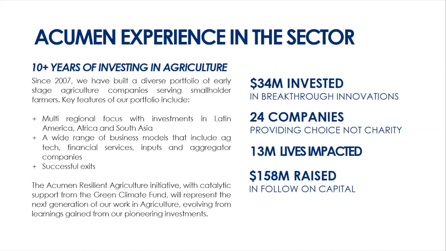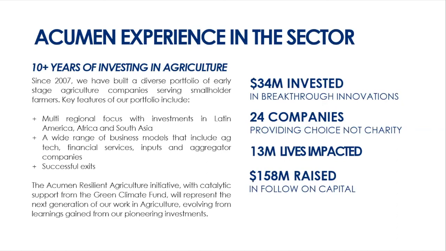Our approach aims to take the core principles of capitalism, customer centricity, innovation, financial sustainability, and scalability, and we combine that with the moral motives of philanthropy. We believe that this is one of the most effective ways to approach scale and sustainability for these initiatives. So today's conversation will be about Acumen's work in agriculture and specifically our partnership with the Green Climate Fund.